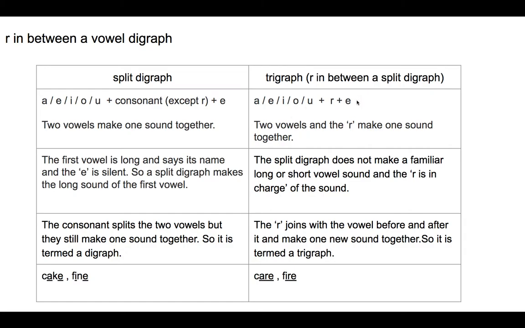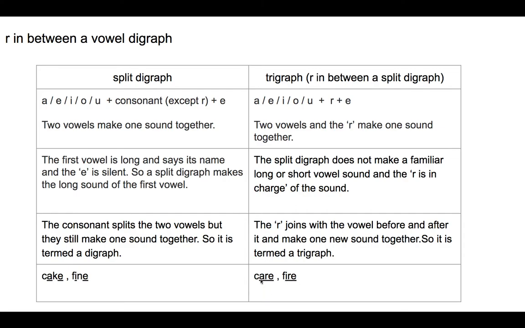The two vowels and the R make one sound together. So when R is in between a split digraph, then the split digraph does not make a familiar long or short vowel sound, and the R is in charge of the sound. The R joins with the vowel before and after it and makes one new sound together. So it is termed as a trigraph. For example, c, are, care, f, ire, fire.